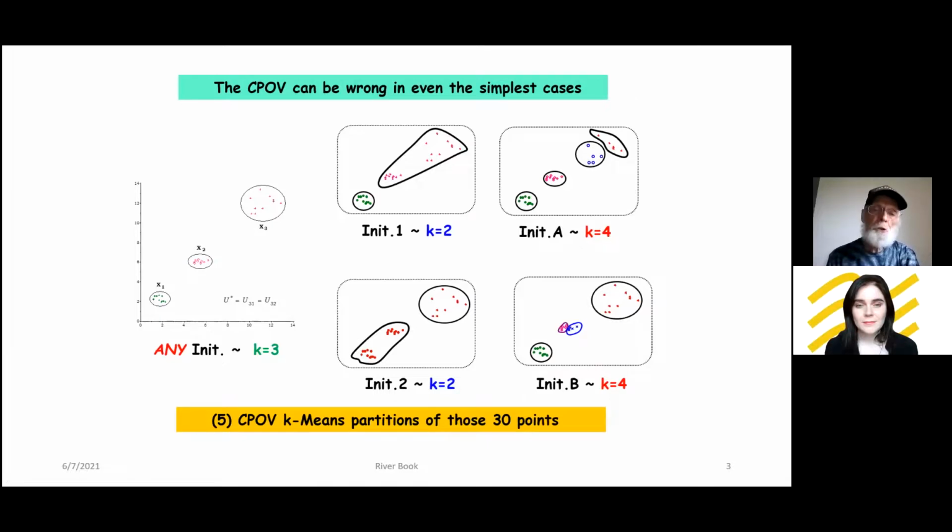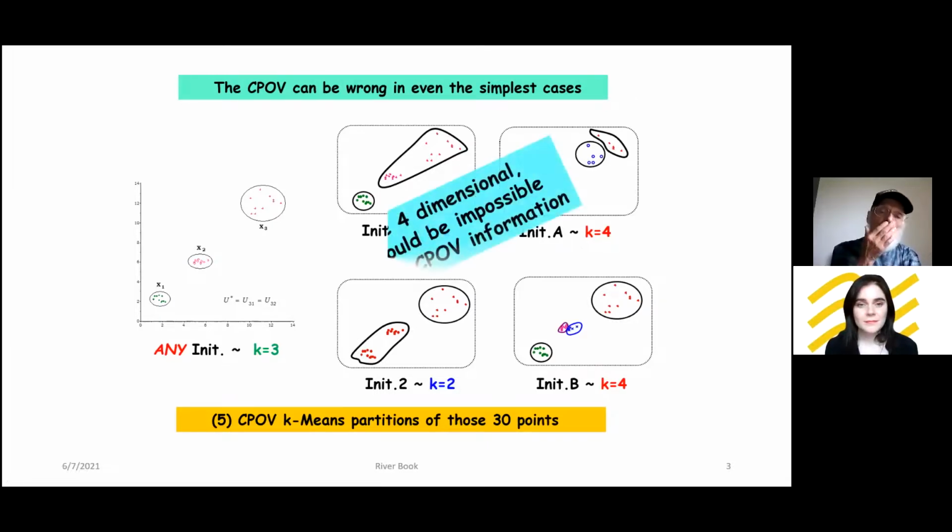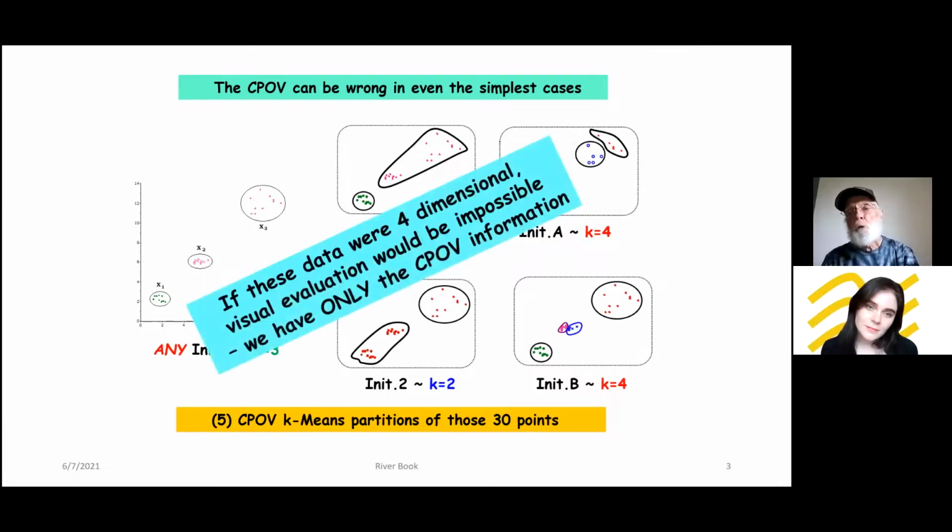You can tell, because you can see it, which one is right. But if these data were 4-dimensional or 200-dimensional, you would have the 5 partitions and no way to know except to resort to cluster heat maps or cluster validity indices. These are the big, big problems that we have when we do clustering. And I think that's the end of my charts.